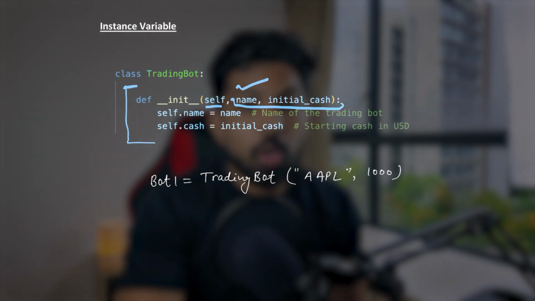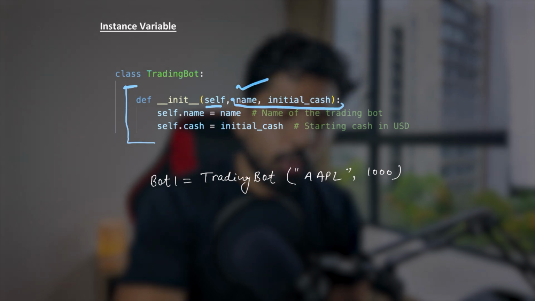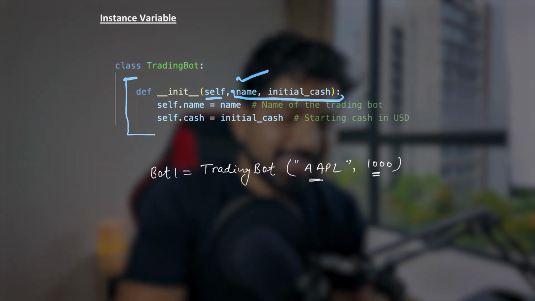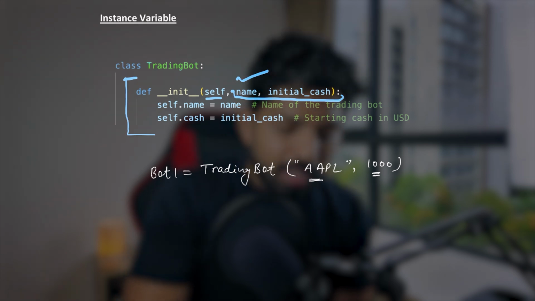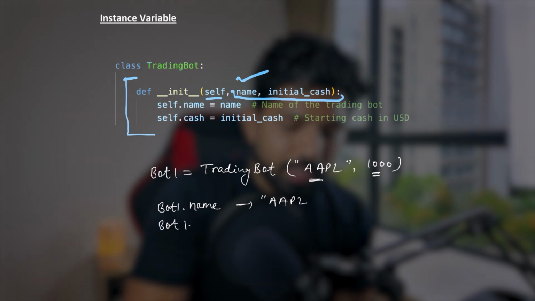So now we know that while creating this object, we have passed two arguments. One is the name of the stock and another is the initial cash, right? If I want to access this name again, I will write bot1.name, correct? So it will print out Apple, right? If I write bot1.cash, it will give me an output of 1000.